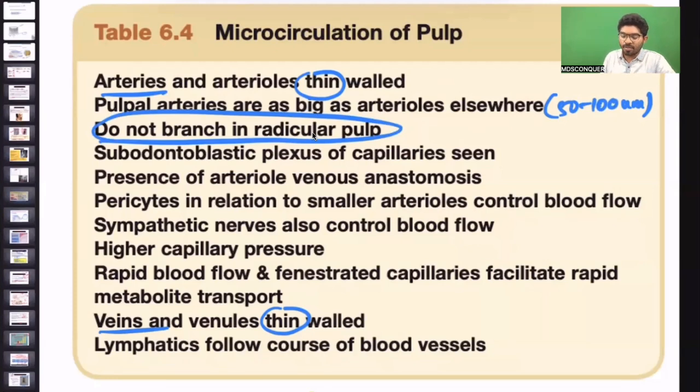Subodontoblastic plexus of capillaries are seen. And these capillaries are seen, right, throughout the pulp. Even they are seen in the case of your cell-poor zone, that is your cell-free zone also.